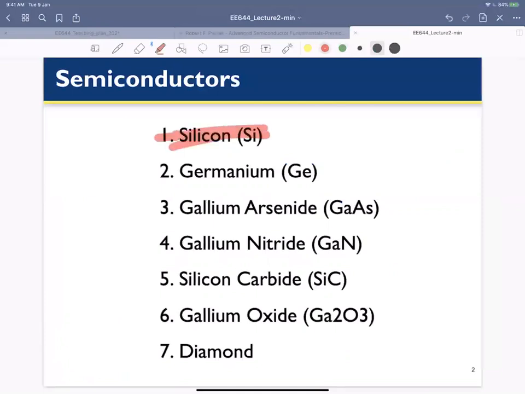And we'll discuss a little bit on germanium, gallium arsenide, and gallium nitride, because when we go to HEMT, we'll discuss gallium arsenide and gallium nitride also. We'll not discuss silicon carbide, gallium oxide, or diamond, but I'll give you assignments to find out the crystal structure of these new materials, right?